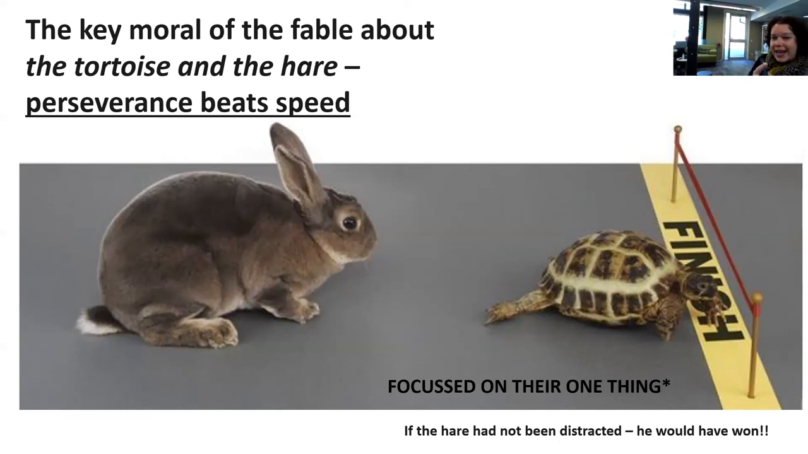So I want to talk about the hare, okay? The hare should have won, had all the advantages, but the reason it didn't win is it got distracted. It just ran off and chased every path and went all over the place. The moral is that perseverance beats speed, which is why the tortoise won. But the other moral is don't get distracted. Keep your eye on the prize.